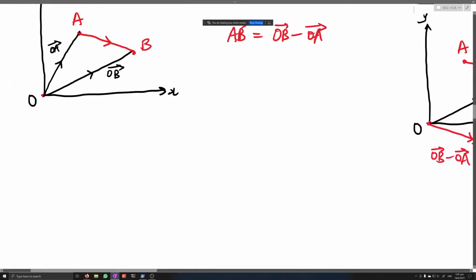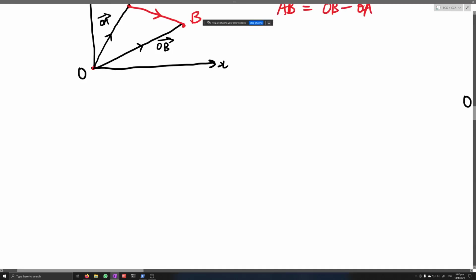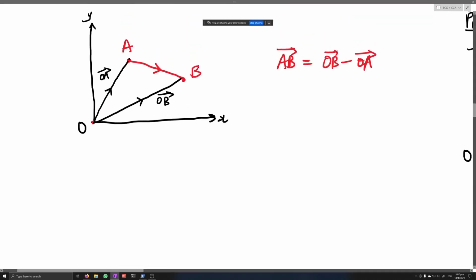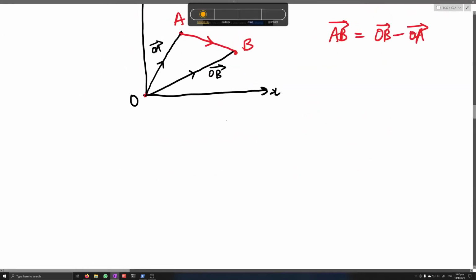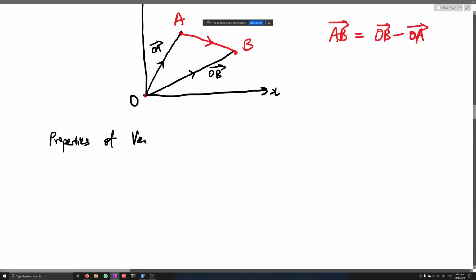Yeah, that's correct. Yeah, so that's vector subtraction. Okay. So now properties of vector addition and subtraction.